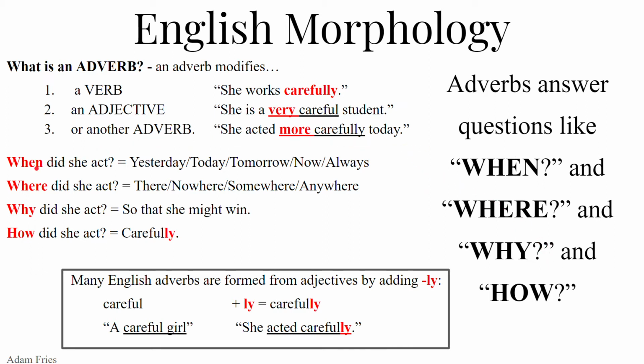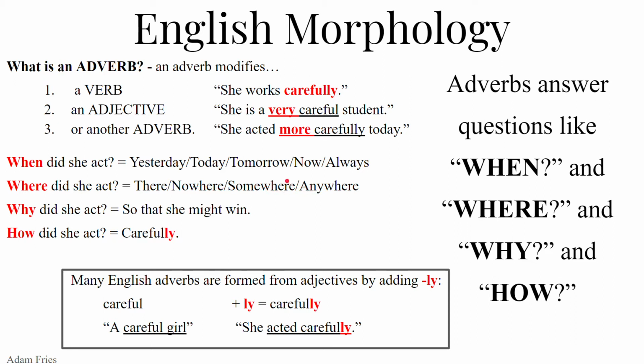So, when did she act? Answer, yesterday. That's an adverb. Today, that's also an adverb. Tomorrow, an adverb. Now, always. All of these are adverbs, answering the question asked by an adverb. When did she act? Where did she act? This is an adverb. Where? Where did she act? There. That's an adverb. Nowhere. Another adverb. Somewhere, anywhere. Those are all adverbs.